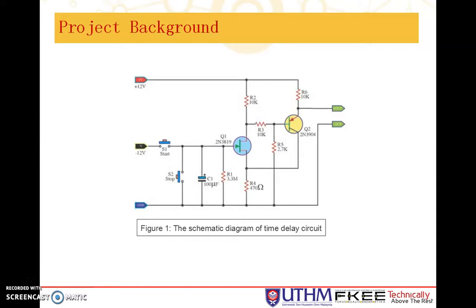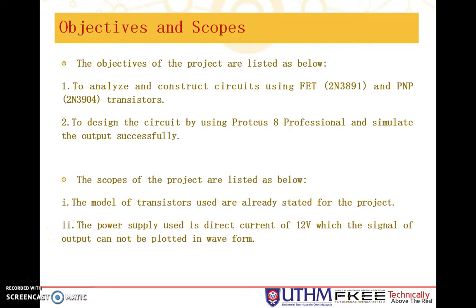The circuit is designed with two transistors, which are JFET type 2N3819 and PNP type 2N3904, with a DC 12 volt power supply. The aim of this project is to study the theoretical knowledge of transistor operation and practically construct the circuit in terms of software and hardware. The objectives of the project are: number 1, to analyze and construct a circuit using FET and PNP transistor. Number 2, to design the circuit by using Proteus 8 Professional software and simulate the output successfully.